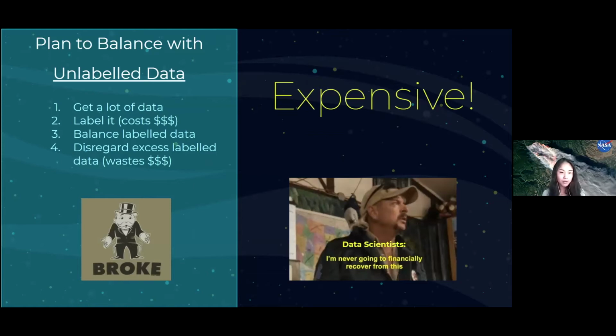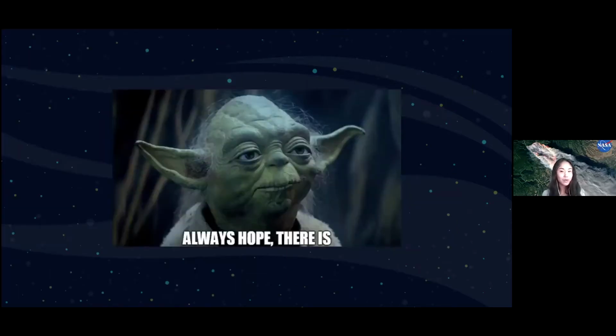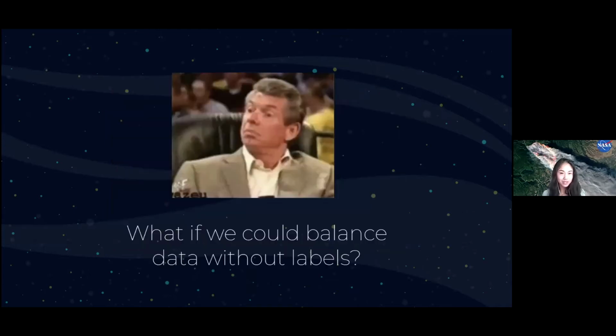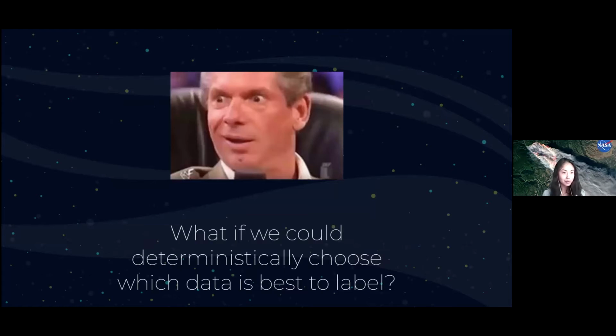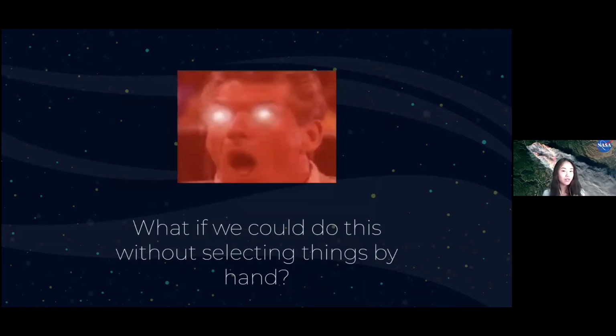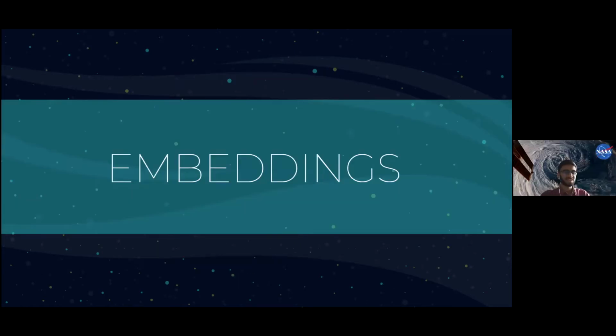But before we all go crying in despair, there actually is hope. What if we could balance data without depending on labels? What if you could deterministically choose which unlabeled data would be the best for labeling? And what if we could do all this automatically, thus saving both time and money? Well, instead of balancing a dataset with labels, we'll show you how to do it with embeddings. So we face the problem of balancing data without labels, and we claim that the solution is embeddings.